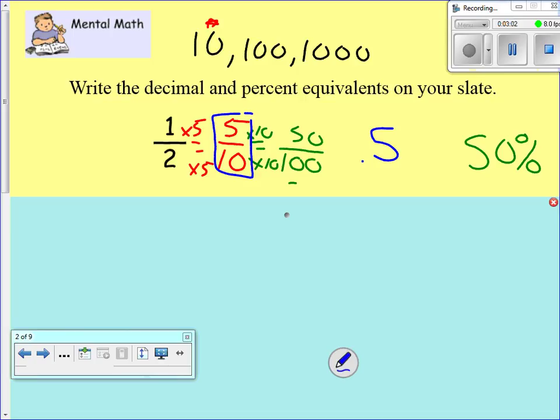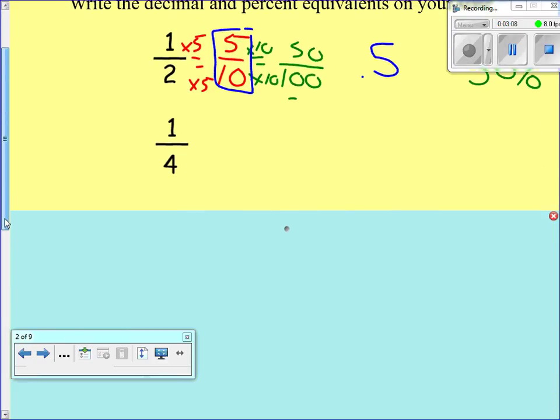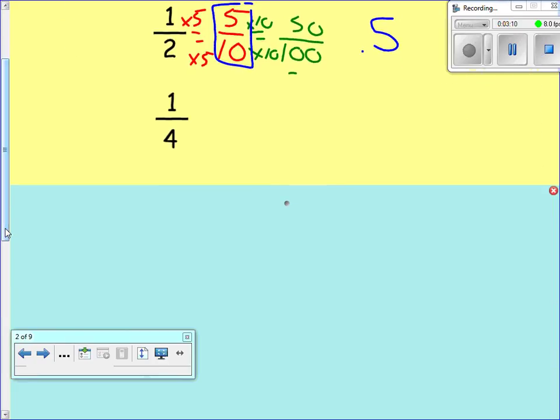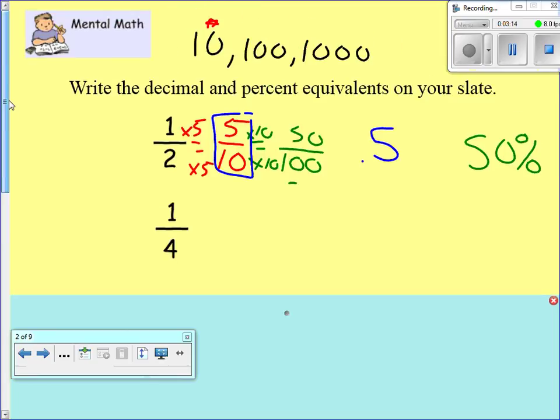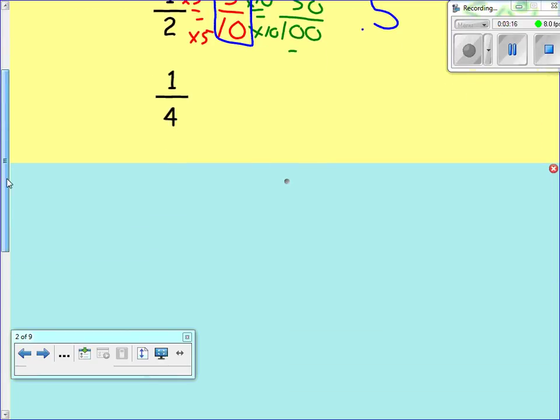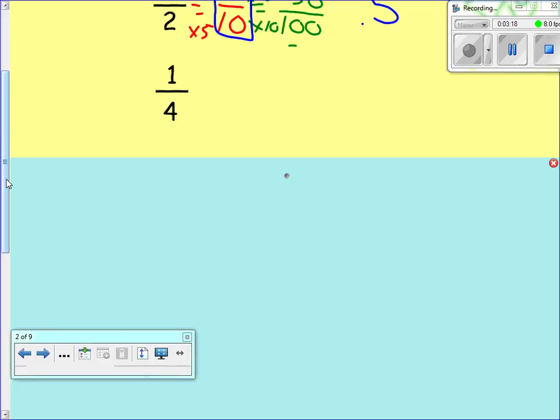Here's another one. We're going to be working a lot with these, so if it doesn't make sense right away, that's okay, but I really want you to focus in on it because you're going to see a lot of problems like this. 1/4. Remember, I have to change it into something with a 10, 100, or 1,000. 4 can't go into 10. So the next best I'm going to go is into 100. 4 times what number equals 100?